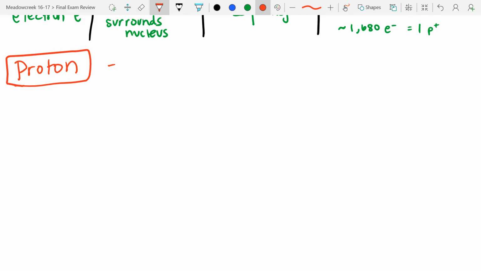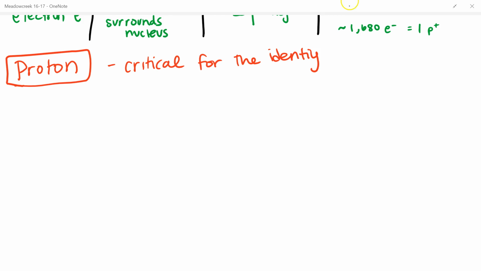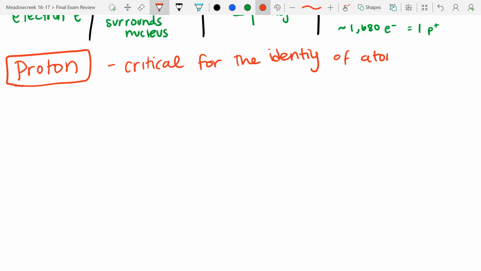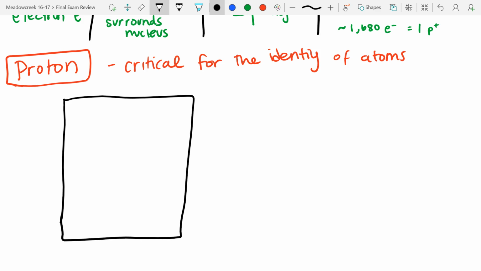Now, the proton is critical for the identity of an atom. The number of protons determines what type of atom it is. We use our periodic table to organize things, and it's organized by that number of protons, by its atomic number. So if you look at the periodic table, you're going to see a bunch of these squares. And let's just take one for example that looks like this.